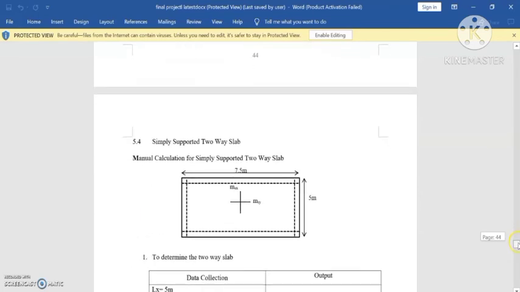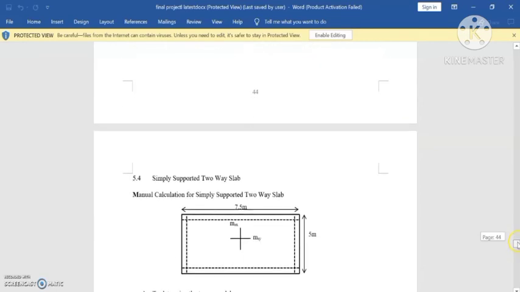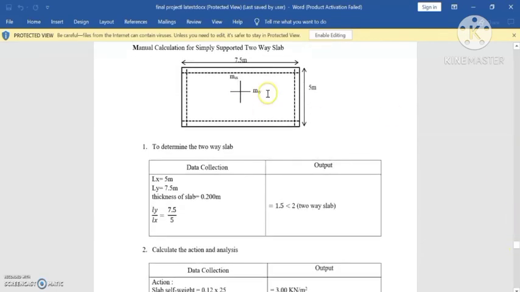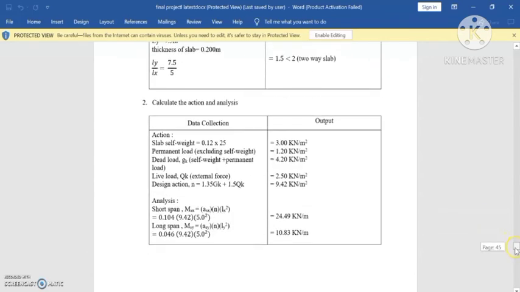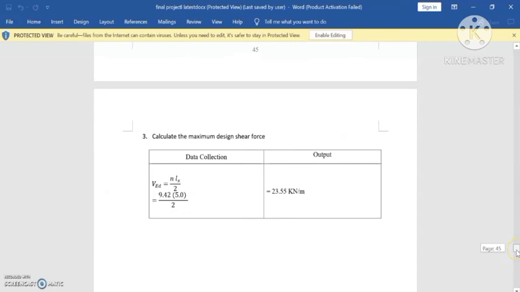Okay, and then go through. Okay, we go to the two-way slab. Okay, the two-way is okay. We can see from here, two-way is Ly over Ls, also the same formula as the previous one, but it's much less than 2. Less than 2 means the two-way slab. And this formula is also the same as the previous.